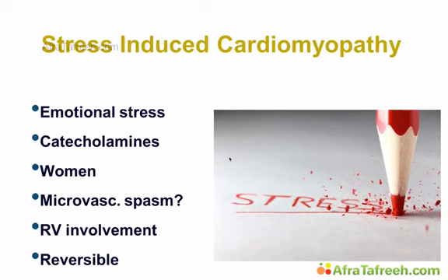It's an entity which has only been discovered, I would say, in the last maybe 5 to 7 years, and it is a pathology where very strong emotional stress, such as in this case a broken pipe, causes extreme amounts of catecholamines to be secreted into the blood, which cause left ventricular function to deteriorate. It is a pathology which is more common in women. Some suspect that there is a microvascular spasm, at least as a component to this disease. Sometimes you might even see right ventricular involvement, and it is a reversible process.